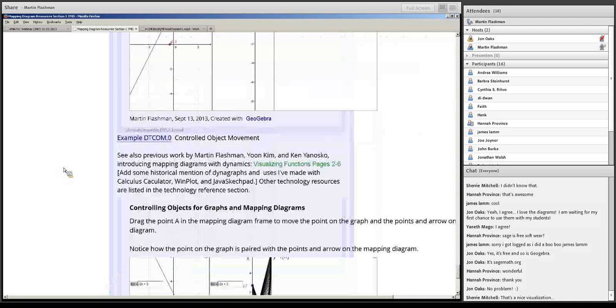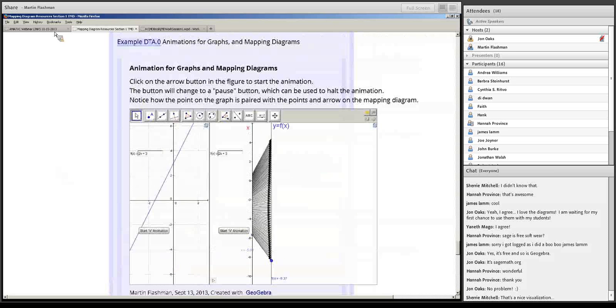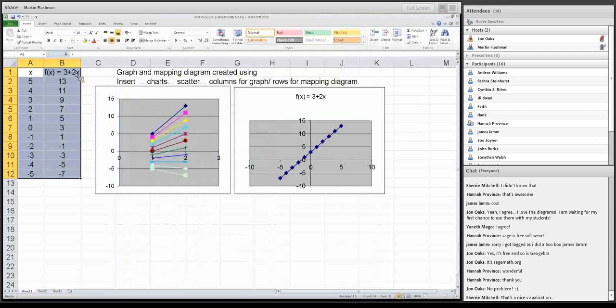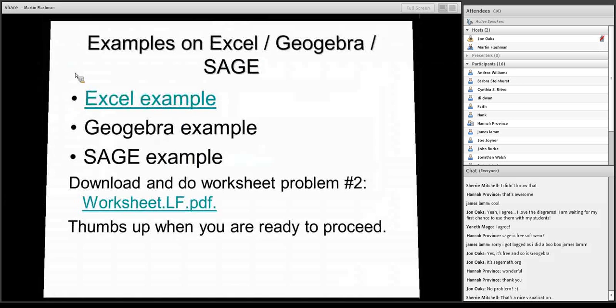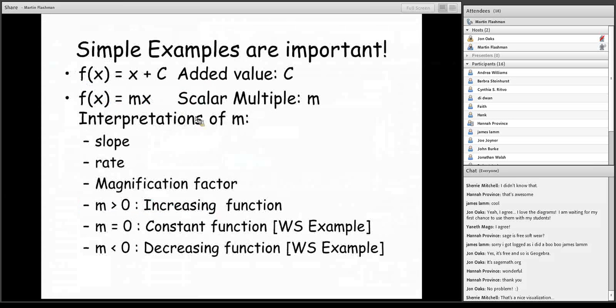And now we're going to turn our attention back to the slides here. Maybe I'll get to the slides. Here we are. And we'll look at some examples of what happens in the mapping diagrams.